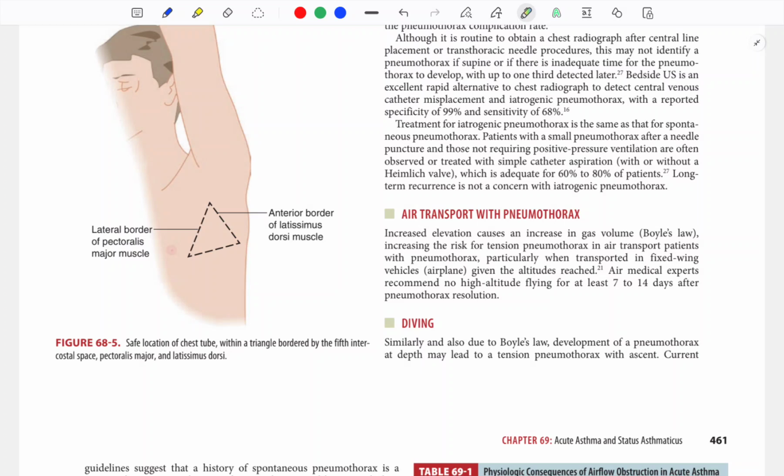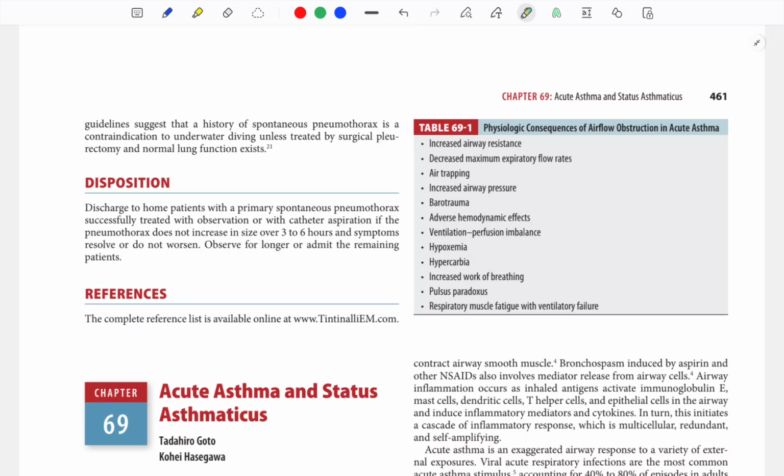And about diving, current guidelines suggest that a history of spontaneous pneumothorax is a contraindication to underwater diving for a lifetime unless you have undergone surgical pleurodesis and normal lung function exists. So once you have a pneumothorax, you cannot scuba dive at all, but if you have undergone surgery, you can dive.